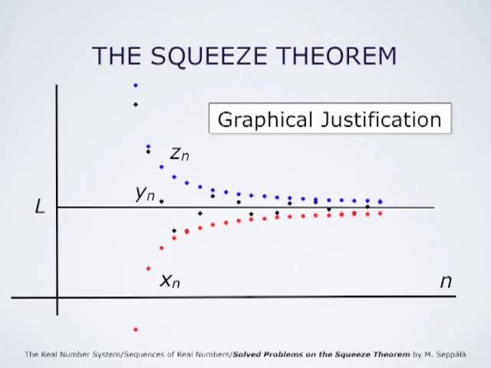Graphically, this can be easily understood. The numbers zn are indicated here by the blue dots, the numbers xn by the red dots, the numbers yn are always between xn and zn. Now, the horizontal axis is the n axis. As n grows, if the numbers xn and the numbers zn approach the same number L, then the numbers yn have no choice but to approach that number as well. Therefore, the sequence yn also converges and has L as its limit.